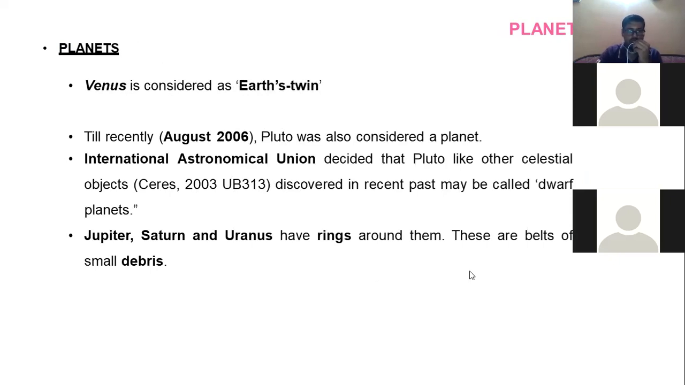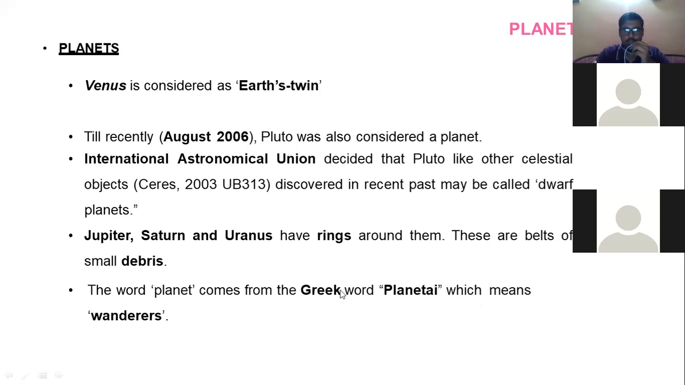The outer planets, which are the giant planets, like Jupiter, Saturn, and Uranus, have rings around them. The belts are of small debris. Debris are basically the disintegrated parts of the planets itself. These are composed of rock fragments, as well as some ambiguities, which can be rock or some other materials.